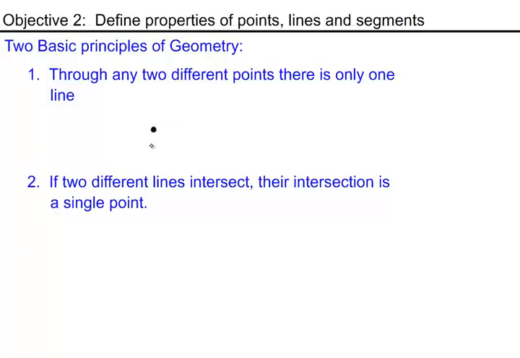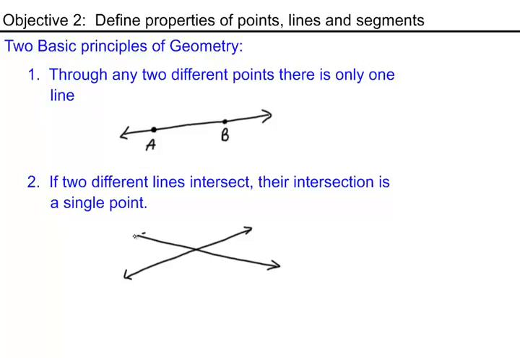So if I draw 2 points, here's point A and here's point B. Basically, I can only draw one line that goes through them. I can't draw anything else. Okay. The second basic principle, if 2 different lines intersect, their intersection is a single point. So if I have 2 lines, here's my first line. I can draw my second line anywhere I want, as long as it intersects my first. My intersection will only be 1 point. I'll never have more than 1 point. Okay. Very basic, but we're going to use it a lot later on.